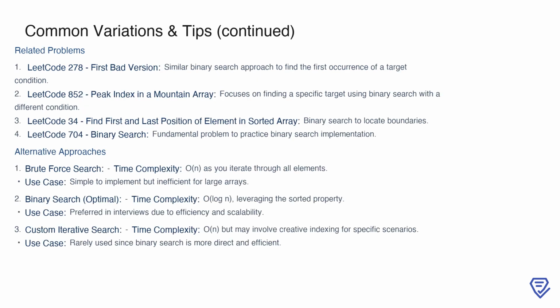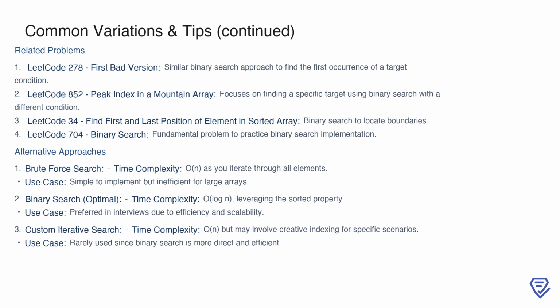There are also related problems that can help reinforce your understanding of binary search techniques. For example, in LeetCode 278, First Bad Version, you use a similar approach to find the first occurrence of a target condition. LeetCode 852, Peak Index in a Mountain Array, focuses on binary search with a different target condition. In LeetCode 34, Find First and Last Position of Element in Sorted Array, you locate boundaries using binary search. And LeetCode 704, Binary Search, is a foundational problem to practice the basics of this algorithm.